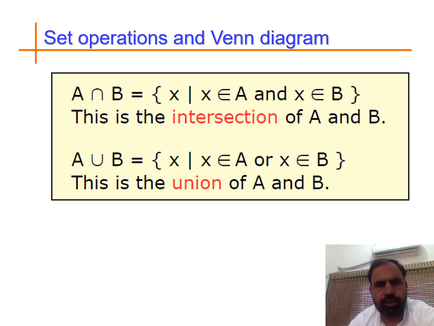Set operations: A intersection B, A union B. These are the two set operations. A intersection B is a set of elements X where X belongs to A and X belongs to B. This is the intersection of A and B. And in union, you can add both the elements, either they are from A or they are from B.